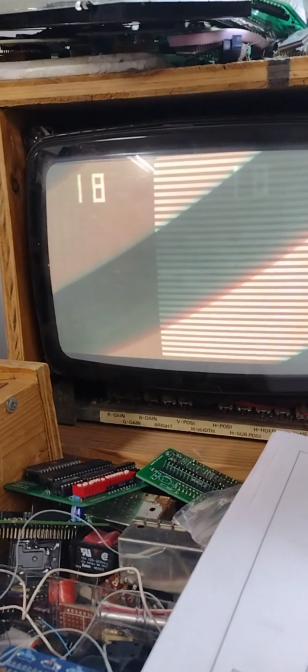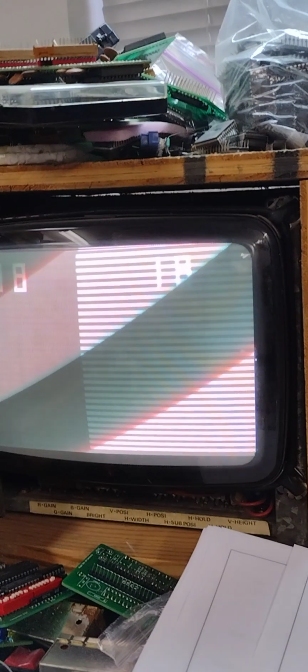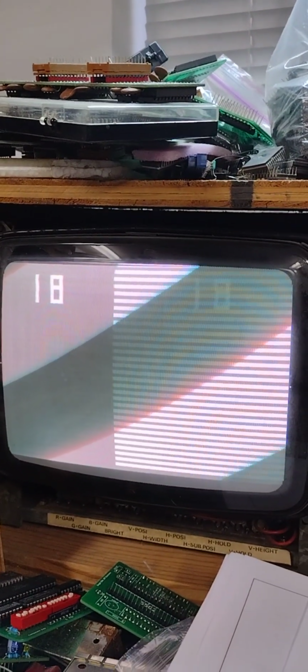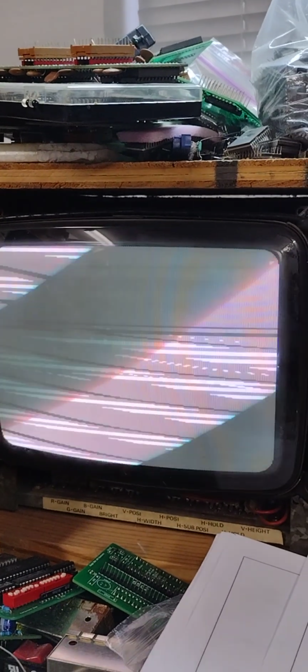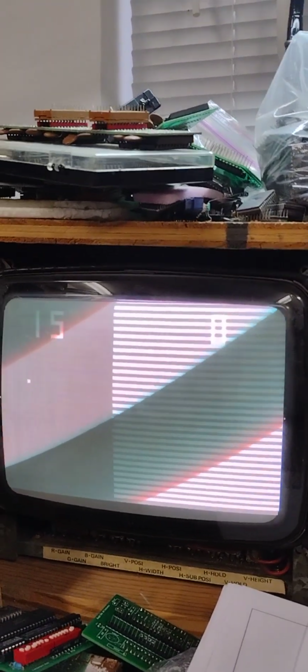I'll be back. Okay. So I just replaced the 153, and it's just coming up, and the score looks different, doesn't it? We've got 10s and 8s now. That might be correct. Let's see what happens when we coin it up. Ah, look at that. We've got 0s now. So the scores are being reset. Oh, but it jumped all the way to 15.